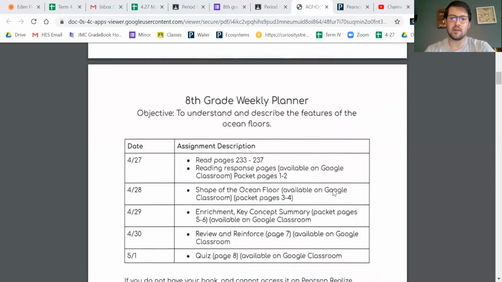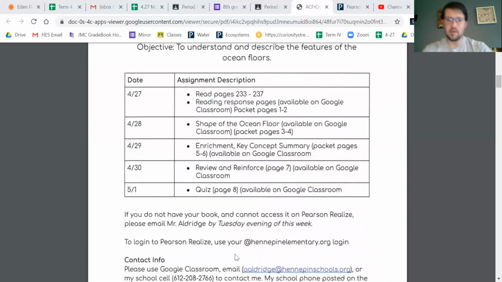I think I had like 2 total people submit work online last week. So if we're just going to do that on paper, that's fine. I'll just plan on looking through the paper packets. Shape of the ocean floor, that is the lab that I have assigned, that I'll spend a little bit of time on, the enrichment. And the last 2 assignments on Thursday and Friday are your review and reinforce, and then the assessment for the week. So let's get started.